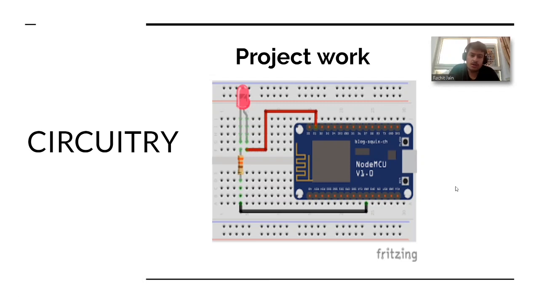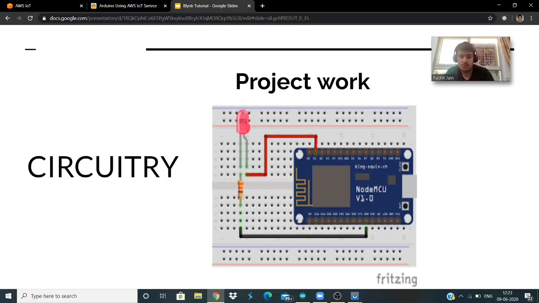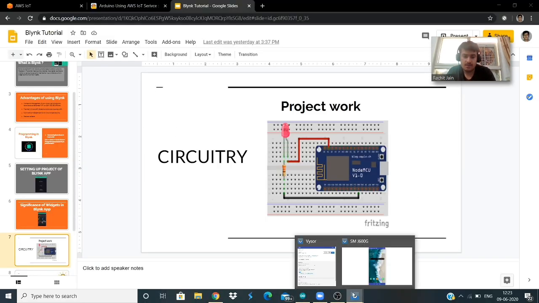Now comes the project work. Now you have to make this circuit. We will do one project in which we will control an LED. We will turn the LED on or off using the Blynk app. First of all, make this circuitry. I have already made it, and I will show you how I made it.